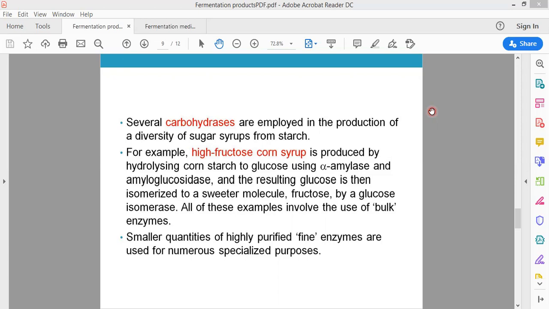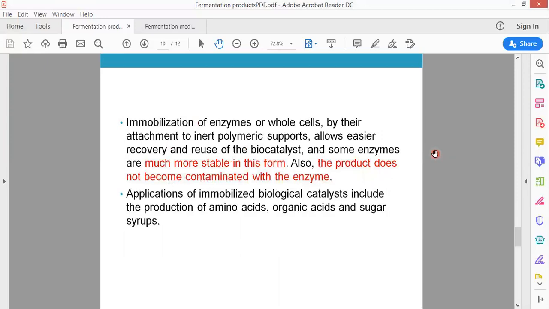Okay, so we were discussing how microbial enzymes can be a product of fermentation and how these can be very useful in different industries, and we've just seen examples of how proteases can be used in washing powders, in purification of different products, and how carbohydrases can be used in preparing simple sugar syrups, which are much sweeter and have a lot of uses, especially in preparing beverages and juices, particularly to sweeten different kinds of products, right? Then there is immobilization of enzymes or whole cells by their attachment to inert polymeric supports, which allows easier recovery and reuse of the biocatalyst, right?